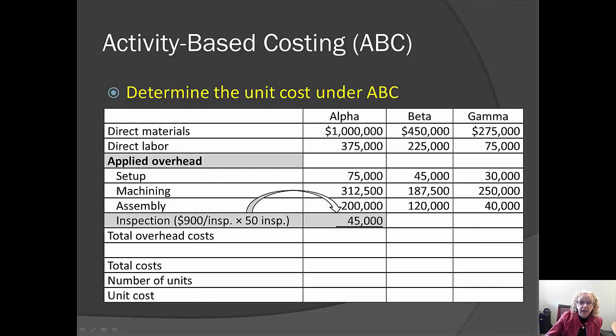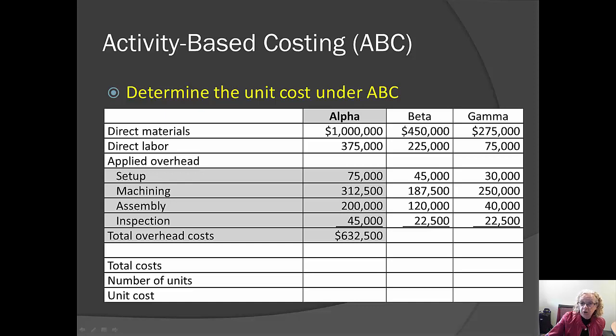And finally, we have the inspection pool at $900 per inspection. Alpha required 50 inspections. That means they get $45,000 out of this pool. Beta only required 25 inspections, so they get significantly less of the inspection overhead. Gamma also used 25 inspections. Once we have allocated all of our overhead costs, we can add them up to determine how much of our total overhead is assigned to Alpha.